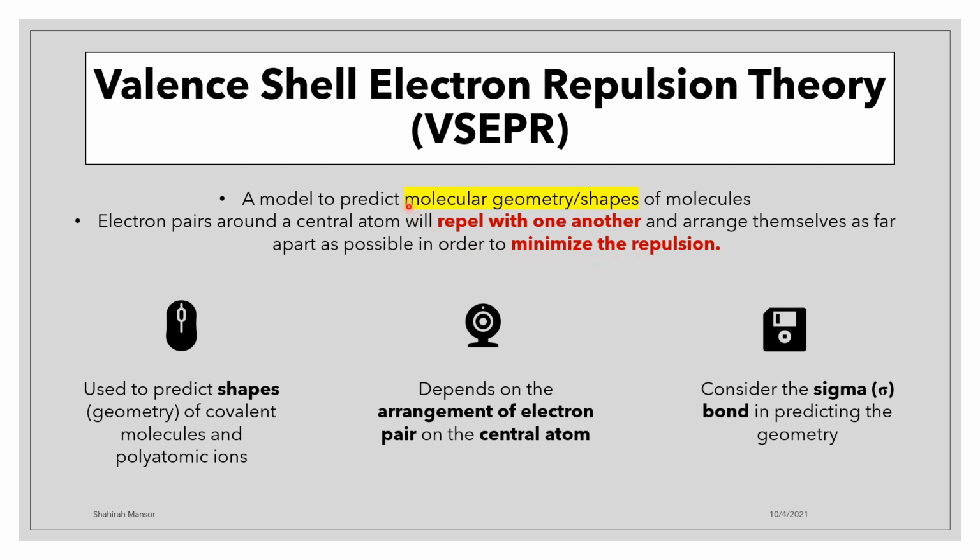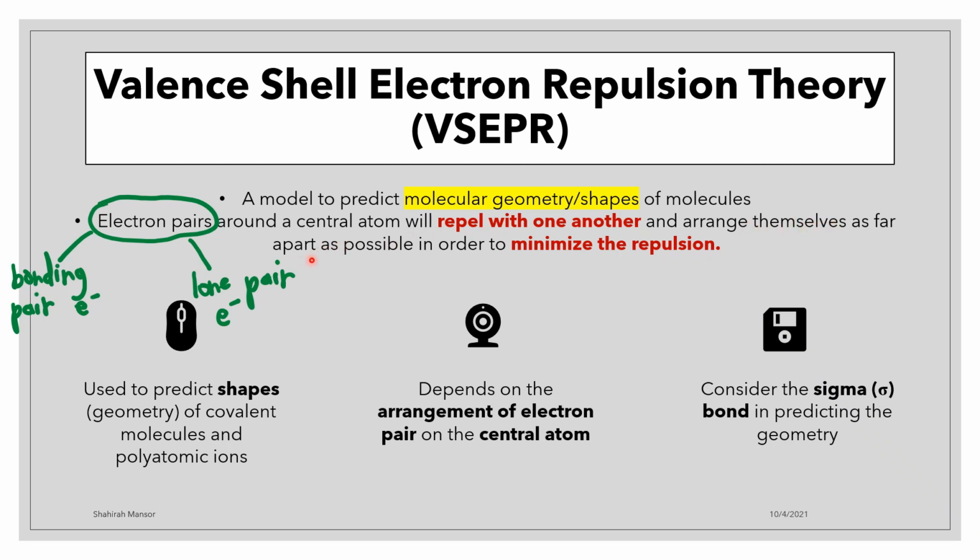So how do we get the molecular geometry for a molecule? According to VSEPR theory, electron pairs around a central atom. So what are electron pairs? Electron pairs consist of bonding pair electrons and lone pair electrons on a central atom. The existence of these electron pairs will repel one another, menolak di antara satu sama lain, and they will arrange themselves as far apart as possible in order to minimize the repulsion, until they arrive at a position where the repulsion between the electron pairs is the minimum. At the position where the repulsion between the electron pairs on the central atom is the minimum, this is what gives the molecular geometry of a molecule.